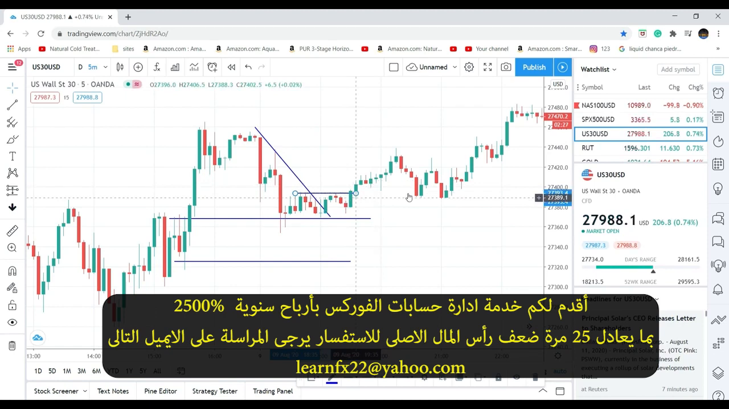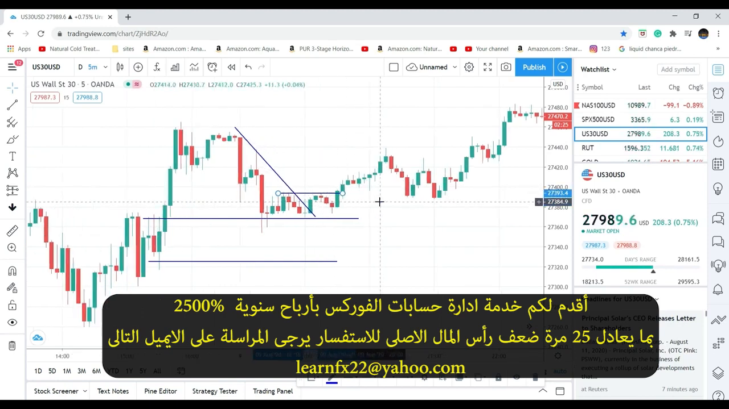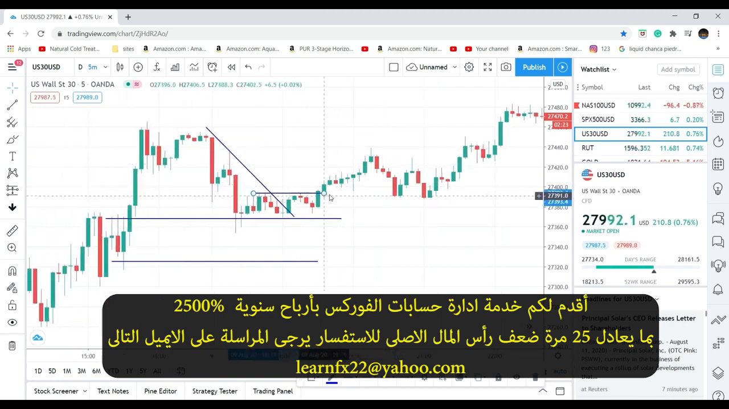Now, let's look at another example right here. Actually, we have another example right here. Let me show you real quick, guys. We have another demand right here. The only reason why I'm calling this demand is because we have 1, 2, 3, 4, 5, 6, 7, 8, 9 green candles. We do have 1 red candle, but I wouldn't count that red candle because we had 9 green candles.